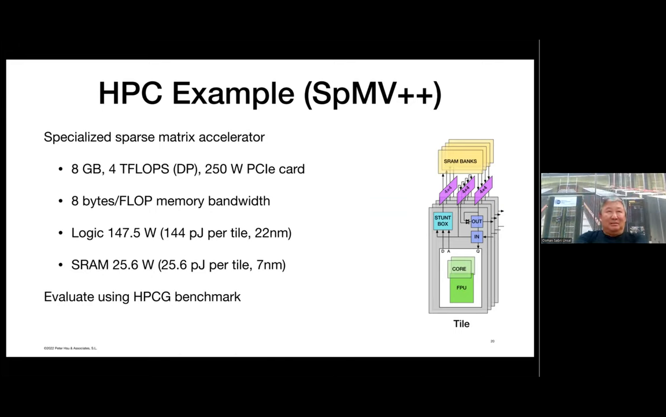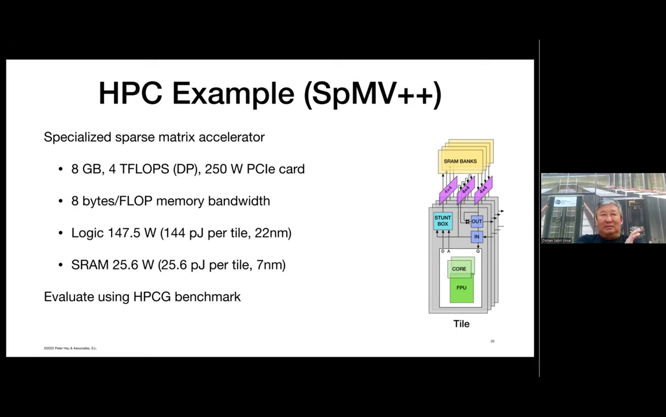So this accelerator, which is this eight-stack on a big logic chip, will have 8 gigabytes of embedded memory. It does 4 teraflops of double precision performance, and it's a 250 watt PCI card, much like GPUs. But it has 8 bytes per flop of memory bandwidth from this embedded memory. So this is a big difference because a GPU gets 0.1 byte per flop. So this is a lot more. The logic part is going to consume close to 150 watts and the SRAM less.